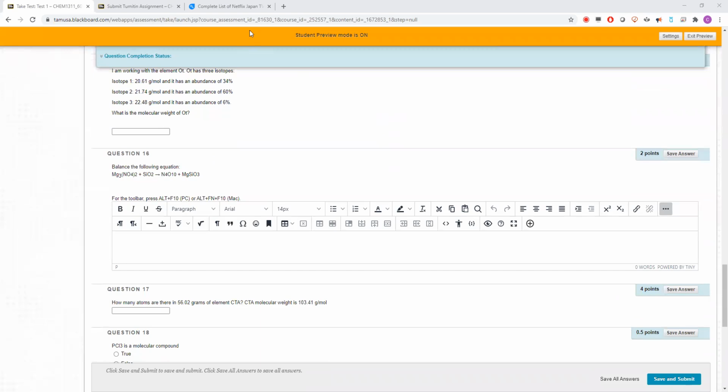Balance the following reaction. So let's get out our table. We have Mg, N, O, Si. Reactants, products: 3 Mg, 1 Mg. Nitrogen, 2 nitrogen, 4 nitrogen. Oxygen, 10 oxygen, 13 oxygen. Si, 1 Si, 1 Si.